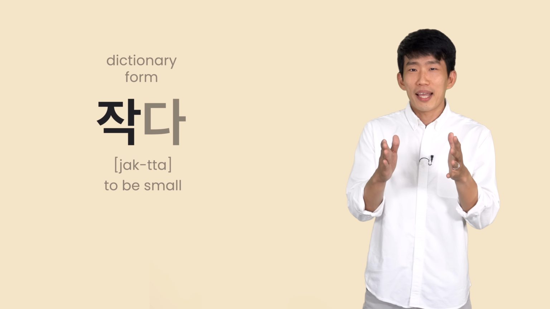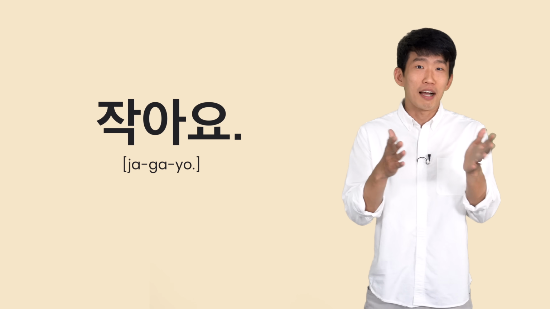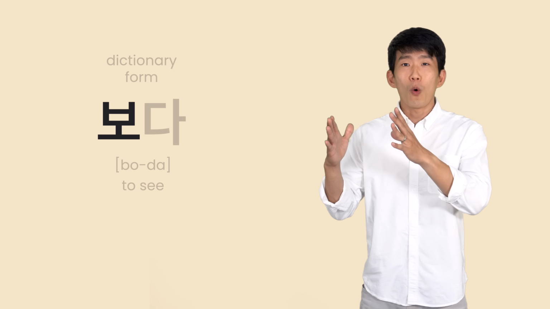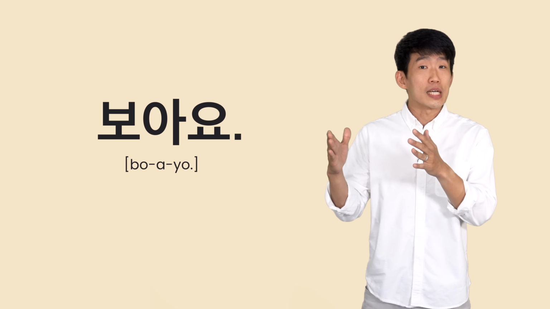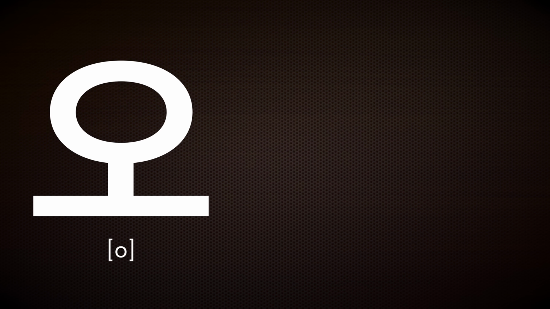And another example, 작다 means to be small and 작 has 아 in it. So it's followed by 아요. 작아요. It is small. Again, 보다 means to see and 보 has 오 in it. So it's followed by 아요. 보아요. Say it fast, it becomes 봐요. 봐요. I look or I watch.